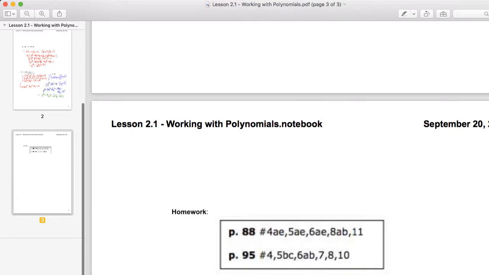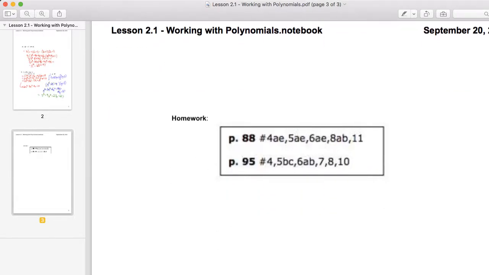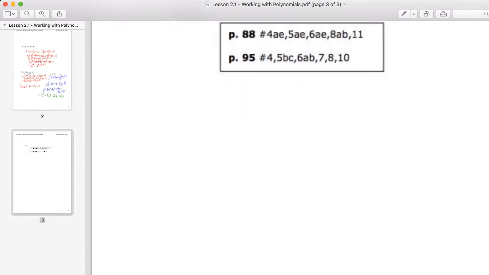Your homework for today is in your textbook. So we're continuing page 88. I gave you that list of homework questions from yesterday. We're going to do number 4AE, 5AE, 6AE, 8AB, and 11. And then we're going to do page 95, number 4, 5BC, 6AB, 7, 8, and 10. All right, let me put stars next to the questions that you are having difficulty with, and we can take them up in class tomorrow.